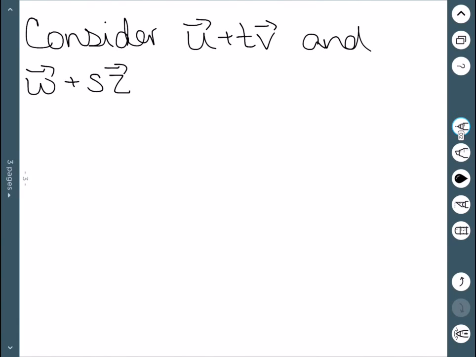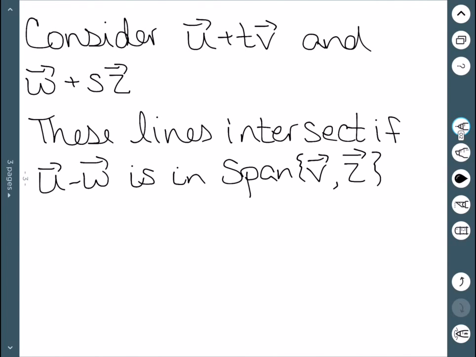The next case that we'll consider is if they intersect at a single point. These lines intersect if u minus w is in the span of v and z. And you can see this in the last example in the parametric vector form video, where we looked at seeing if two lines intersected. We set them equal, and what we ended up doing is checking whether or not u minus w was in this span.